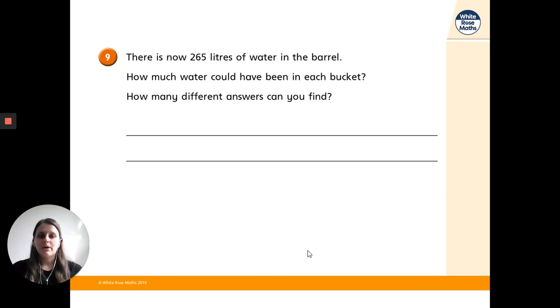And then think about your 2 different possible number bonds that you could make to make whatever that number is. So if, for example, it's not the right answer, if 40 in total had been added, then you could do 20 and 20, or you could do 30 and 10. So you're thinking about the different possible combinations of each bucket to make that difference.